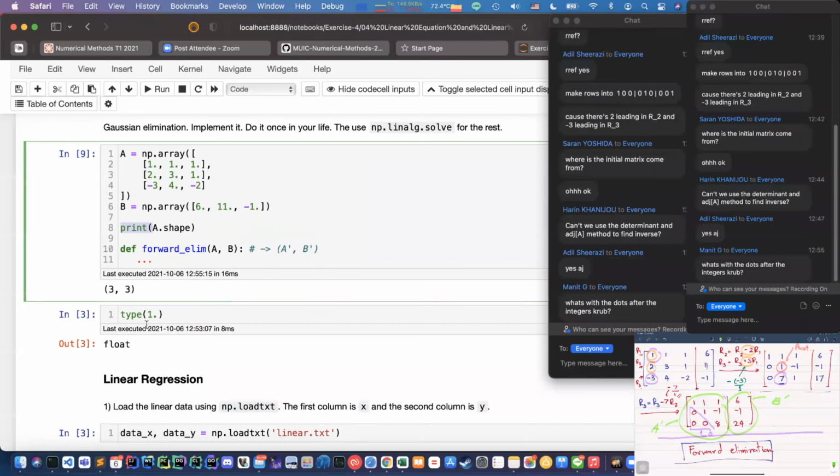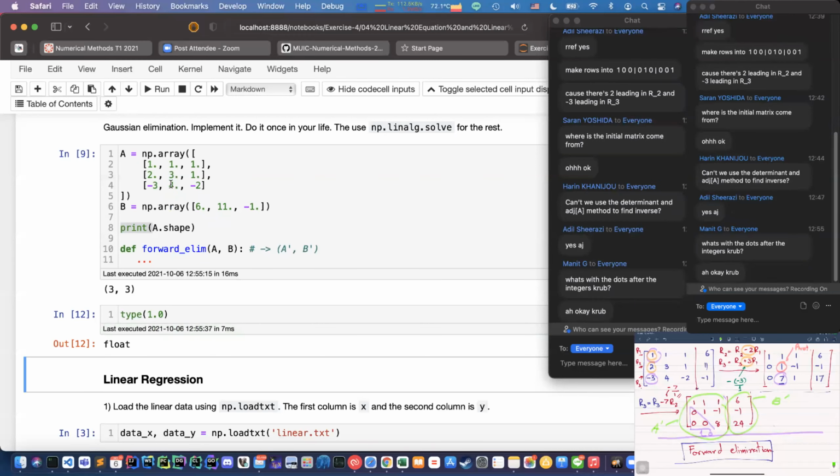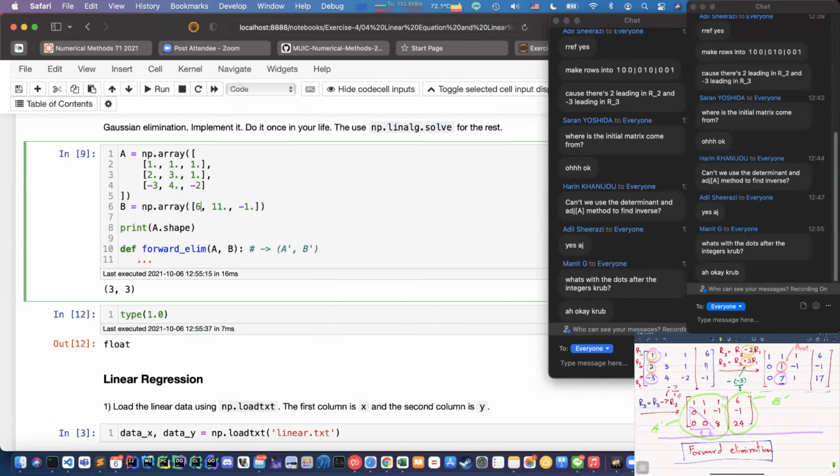What is with the dot after the integer? Here's the thing. If it's a 1, then that's an int. If you want it to be float, you put the dot. So actually it's a shorthand for 1.0. Are we good? Otherwise, let me show you what happens if I do not put the dot.